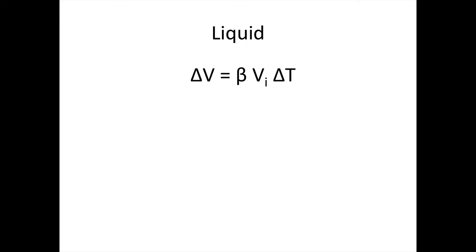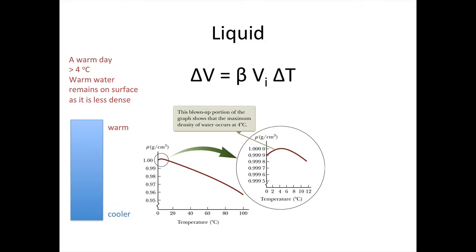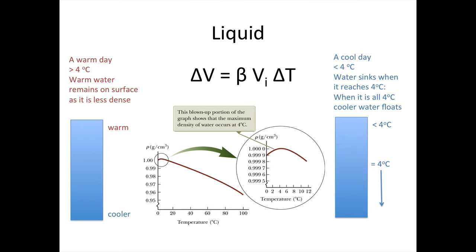So you've now seen the equation to describe the expansion of a liquid. For a liquid, the change in volume is given by beta, the volume expansion coefficient, times the initial volume times the change in temperature. This holds true over limited temperature ranges for most liquids. One liquid where it doesn't hold quite true is water at around 4 degrees C. So we're going to be discussing that in a little more detail now.